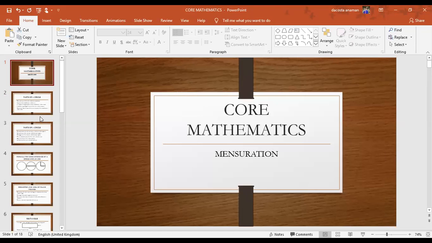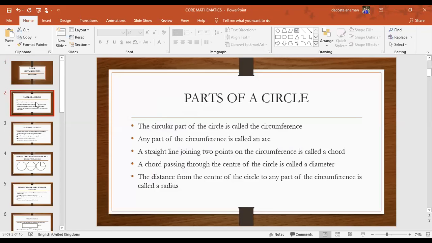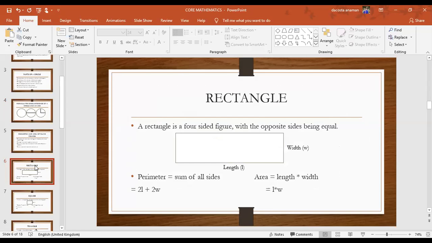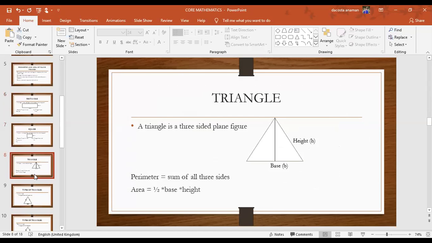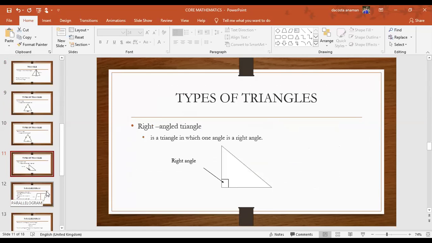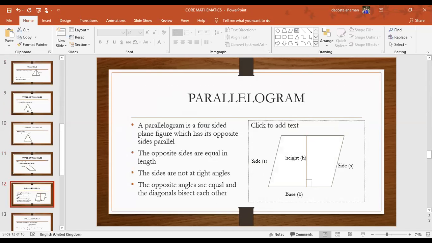Yes. Good. Okay, so we talked about a circle, parts of the circle. Then we talked about the rectangle, square, triangle, types of triangles. And today we'll be going on to the parallelogram. So we'll be doing much of the four-sided figures, and the first four-sided figure we'll be talking about is the parallelogram, okay? So let's start very first.